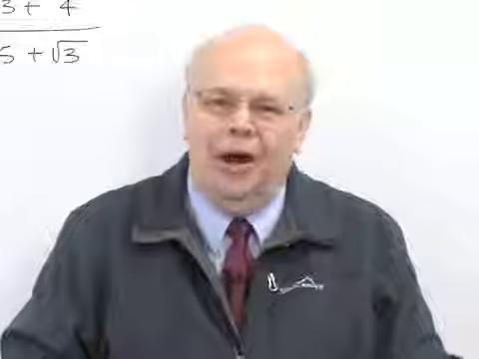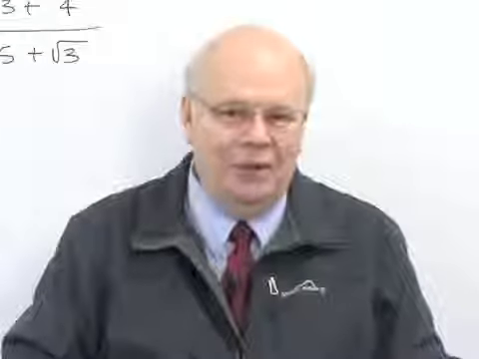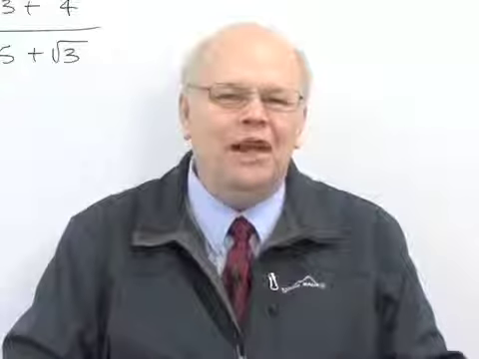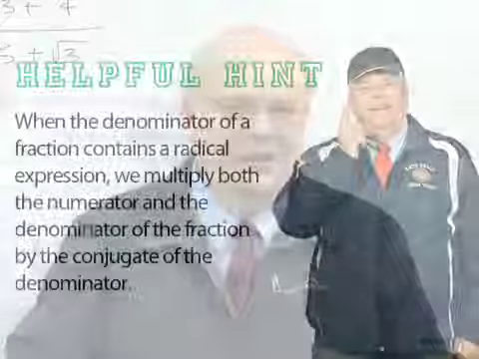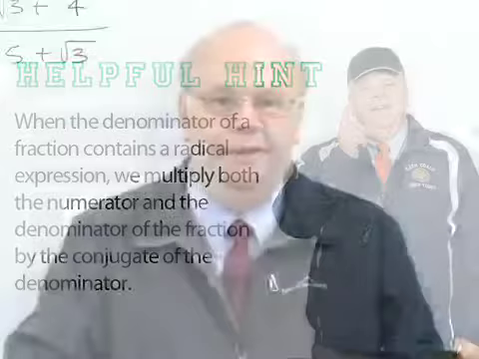Now we're going to do a problem where we have the quotient of two binomials that contain radicals. This involves a few special tips. Let's read our helpful hint. When the denominator of a fraction contains a radical expression, we multiply both the numerator and denominator of the fraction by the conjugate of the denominator.